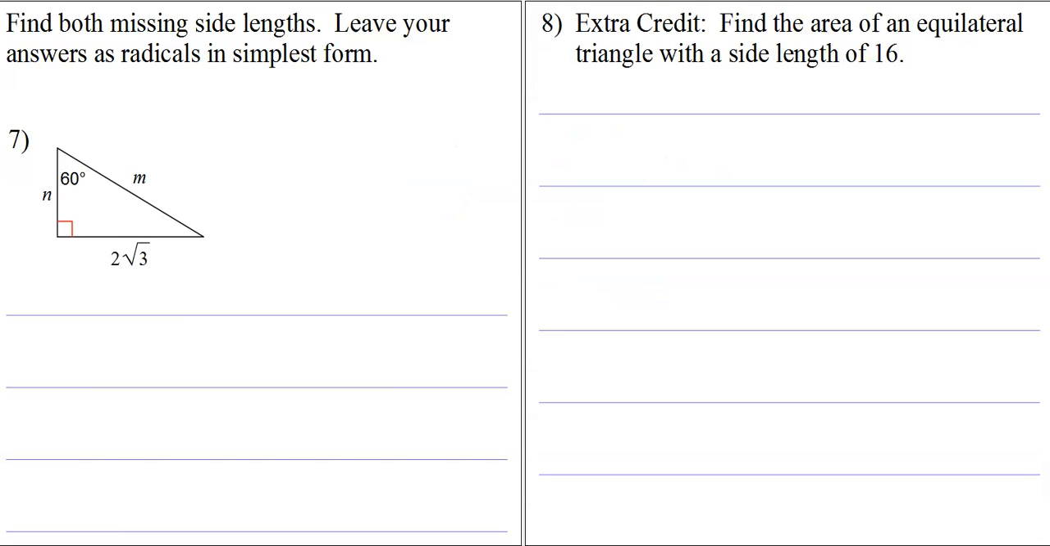Number 8. Find the area of an equilateral triangle with a side length of 16. So equilateral, side length 16. So equilateral triangle. And I know that those are 60, 60, 60. And it has a side length of 16.